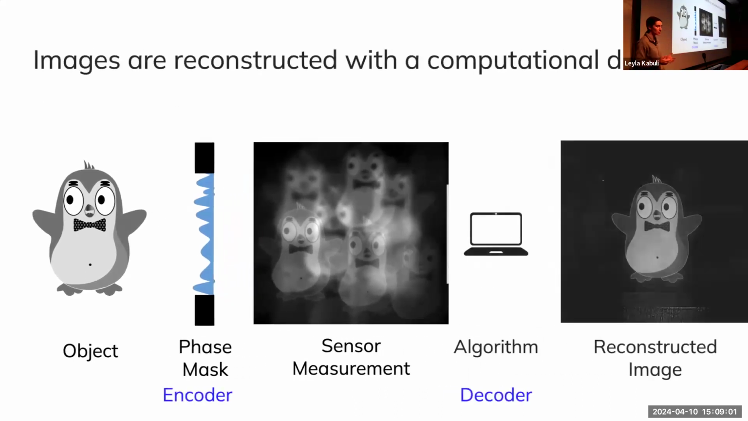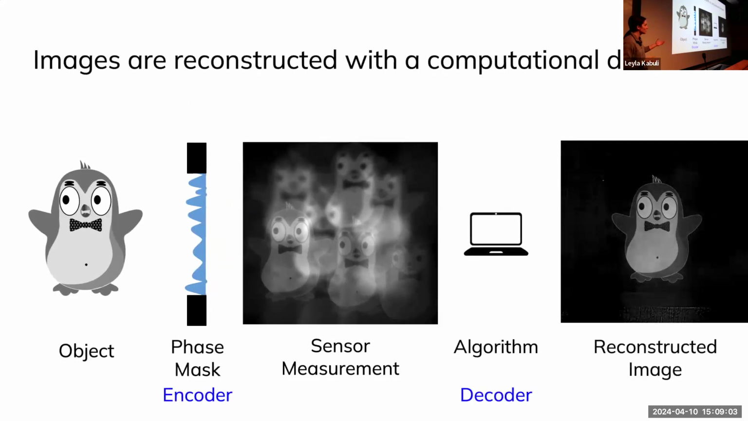But in order to actually go from this overlapping measurement to an image that I can interpret with my eyes, I need to combine the phase mask, which is an encoder, with a computational reconstruction algorithm, a decoder, to go from measurement back to reconstruction. So lensless imaging is a really great example of a computational imaging modality, where we're combining optical improvements with algorithmic improvements in order to push the limits of what I could do with just one or the other on its own.